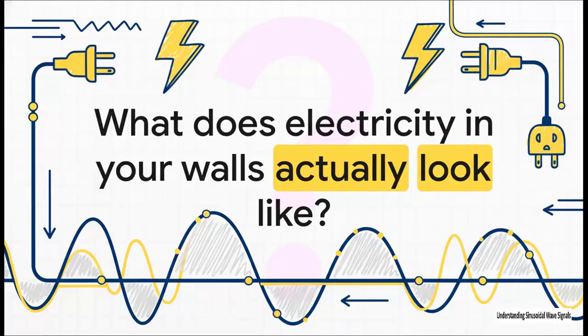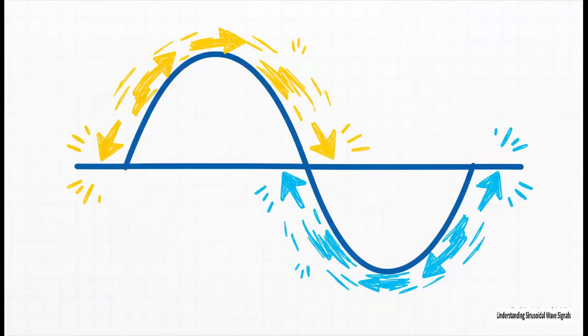We plug stuff in every single day, but what is the actual shape of the energy that's buzzing around in those wires? Well, it turns out it's not just some random jumble of energy. No, it has a very, very precise and predictable form. The type of power we use in our homes is called alternating current, or AC for short. And that word, alternating, is the key to everything.